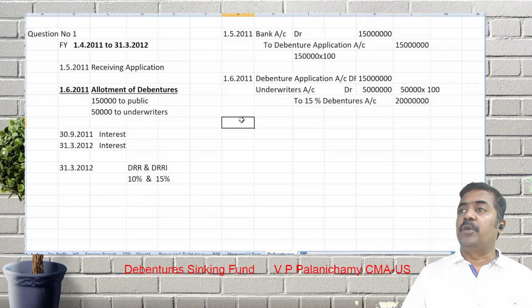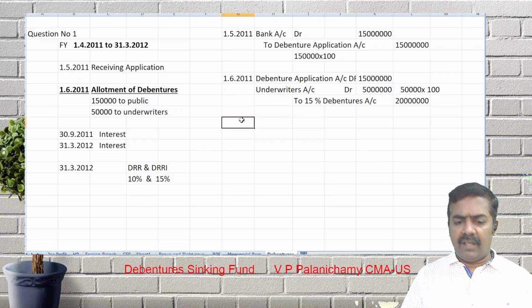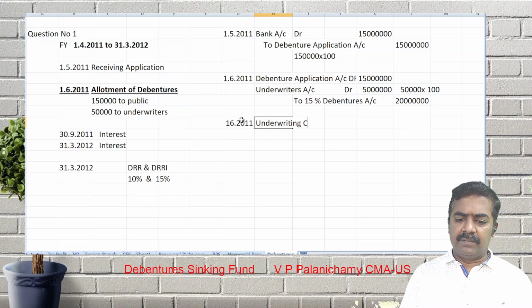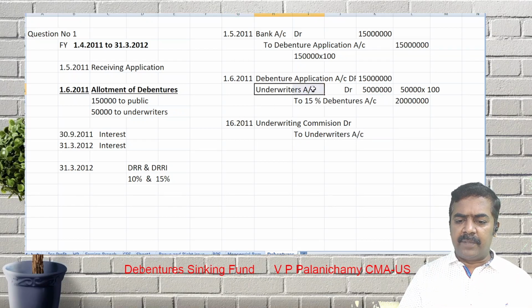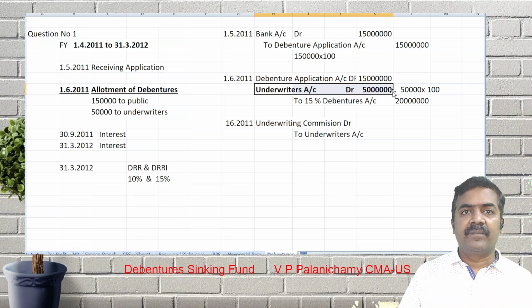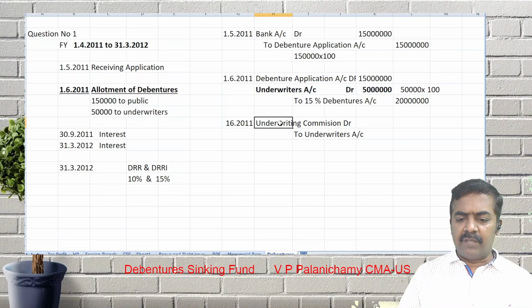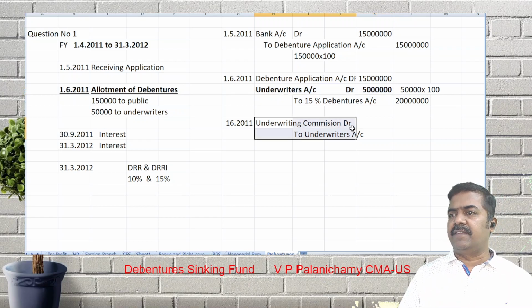For underwriters, you have to pay the commission. On 1/6/2011, we have to pay the commission. Underwriting commission is an expense or income? Expense for the company. Underwriting commission account debit to whom? Underwriters account. We will not pay this separately. Underwriters should pay money for debentures. How much should they pay? 50 lakhs. And for them, we have to pay the commission. After adjusting, we will receive the net amount.